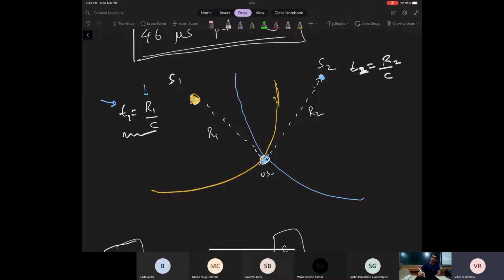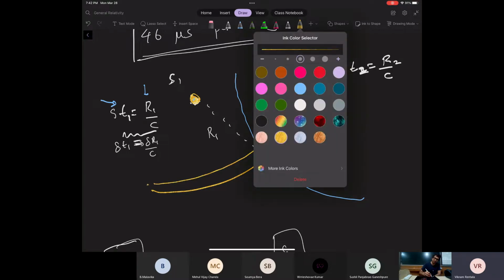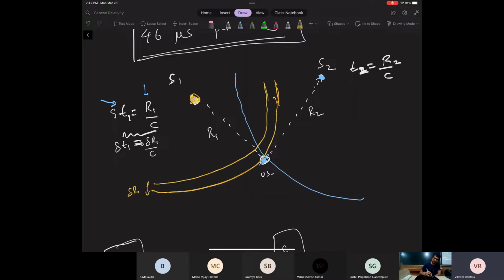Okay, so if we, let's say, measure an error in time, some error delta T1, this will lead to an error delta R1 in our measurement of position, and that error in position localization will now be smeared. So your position will be smeared over this distance, which is now delta R1.